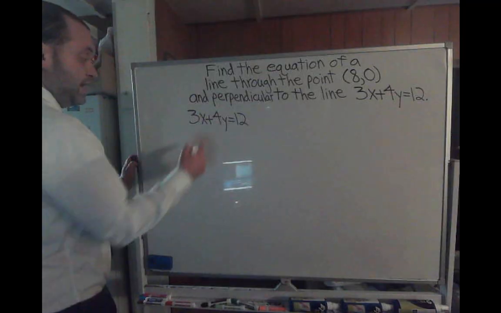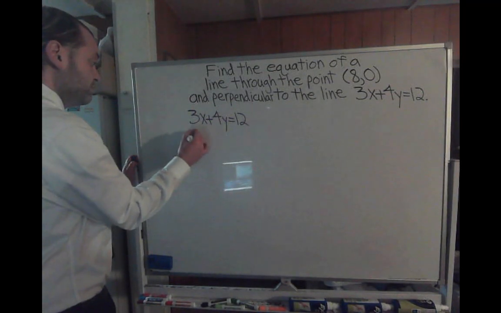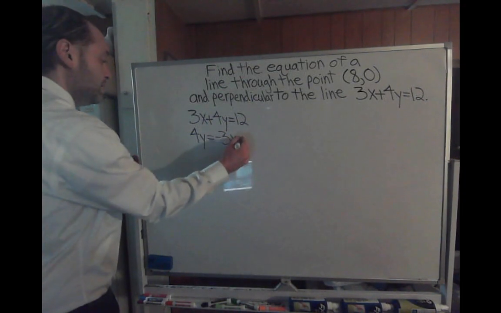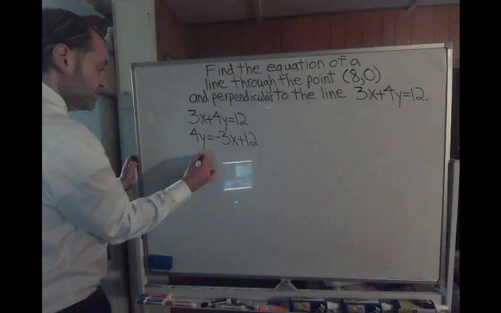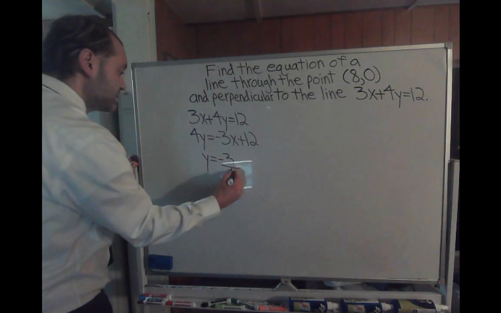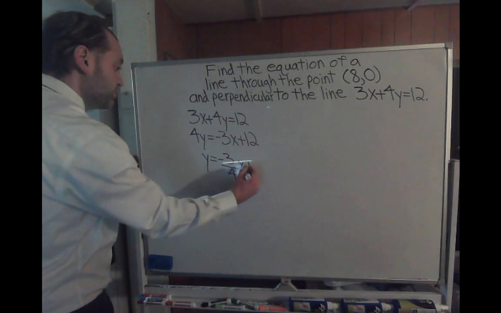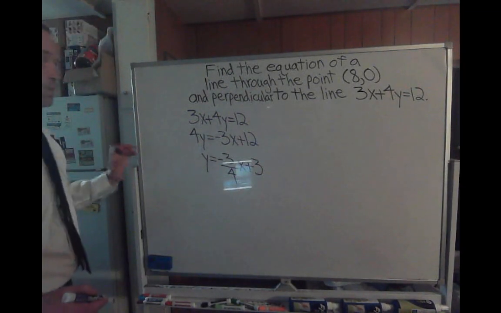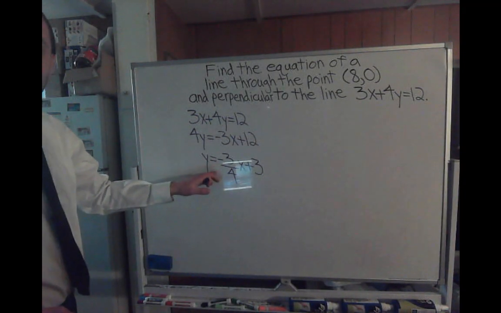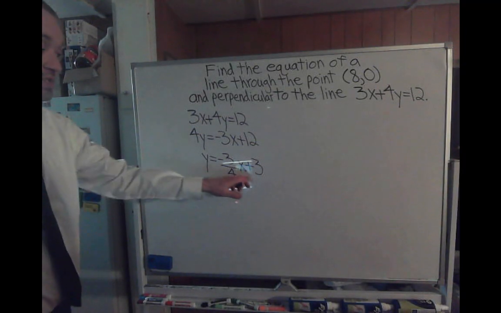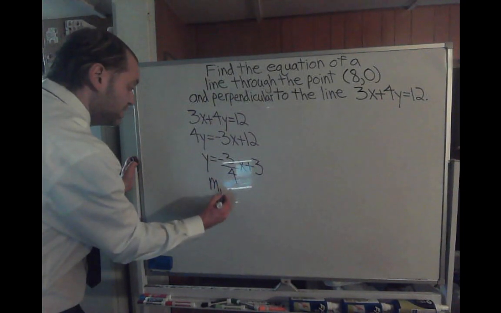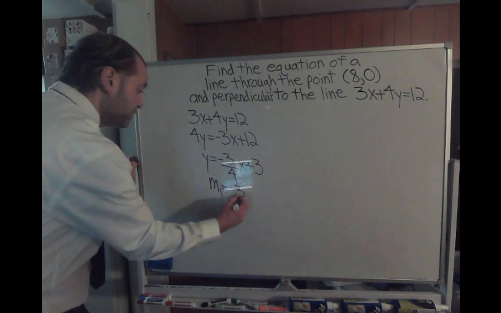So if you do that, get the y term by itself, you would get 4y equals negative 3x plus 12, which would just give you y equals negative 3/4 x plus 3. So the equation of this line here in slope-intercept form would be y equals negative 3/4 x plus 3. So what's the slope of this first line? That's going to be negative 3/4, right?